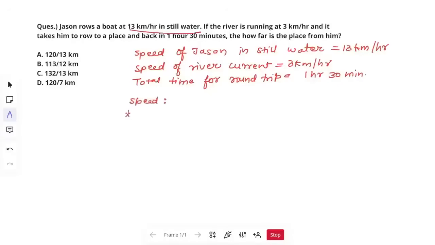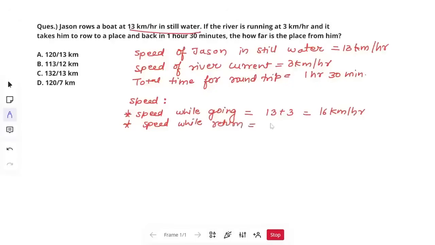The first speed is the speed while going, which is also called downstream. That is 13 plus 3 kilometers, which is going to be 16 kilometers per hour. And next is the speed while returning, which is also called upstream, which is 13 minus 3, which is going to be 10 kilometers per hour.